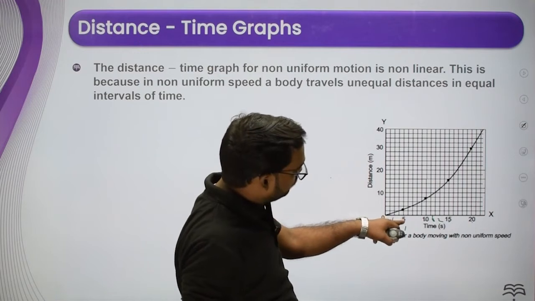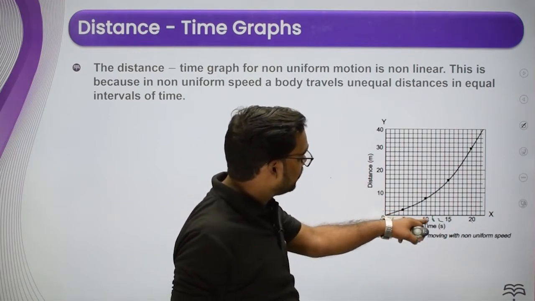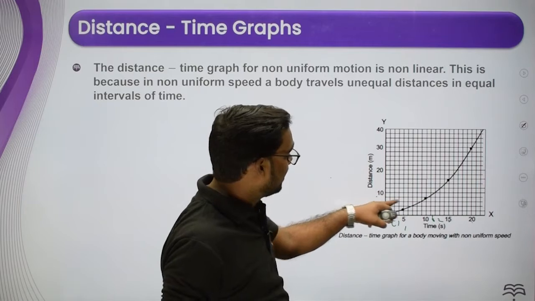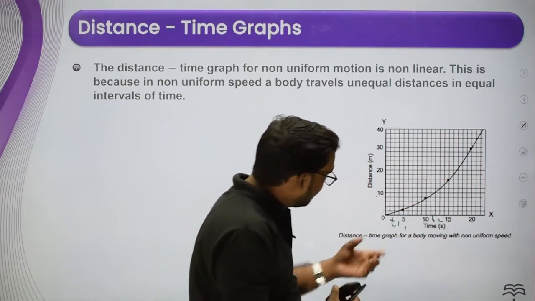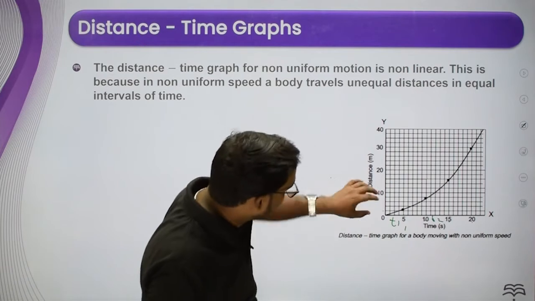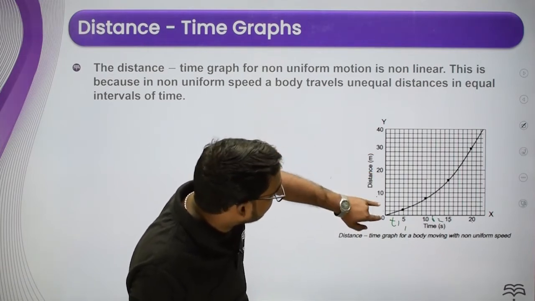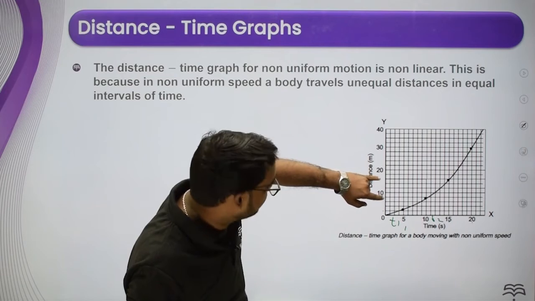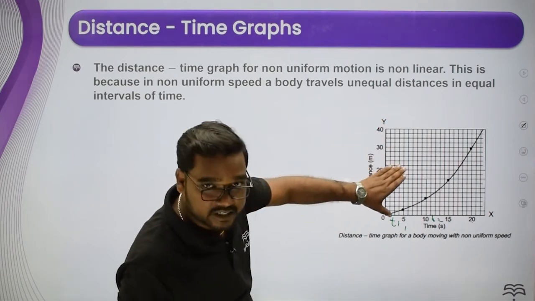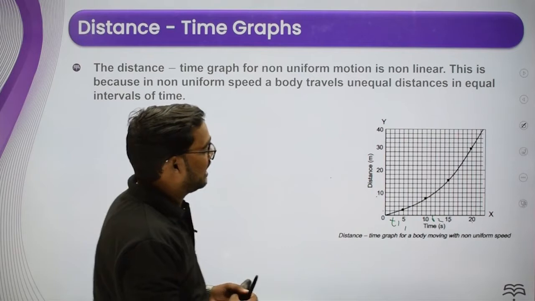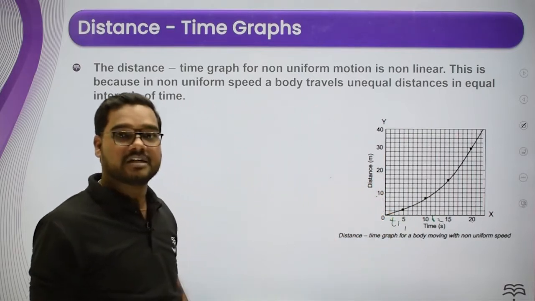At t equal to t1, you can say that at 5 seconds the position is somewhere here. At t equal to 10, the position is somewhere here. At t equal to 15, the position is here. You can see here the time interval is the same, whereas the interval of distance is increasing. Initially it is very small, and finally it has increased by a bigger unit. So the interval is the same, whereas the change in distance in each interval is different.